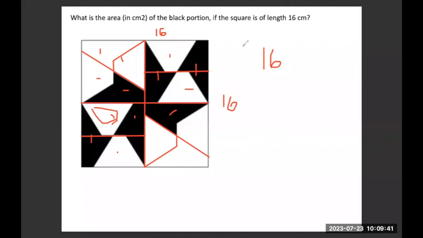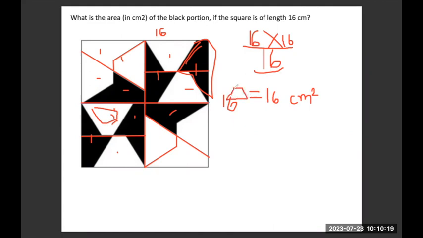All I need to do is divide that. In order to find the area of this one part, that trapezium part, all I need to do is divide the area of the square, which is 16 by 16, by 16, which is the number of parts in this larger square. The answer comes to 16, which means the area of one part, the trapezium, is 16 square centimeters.